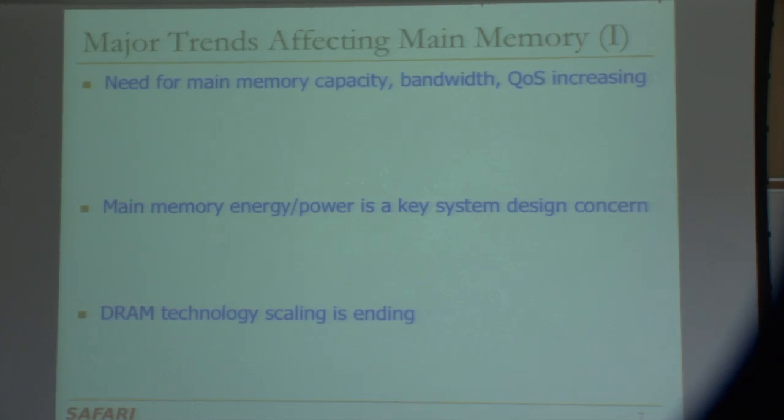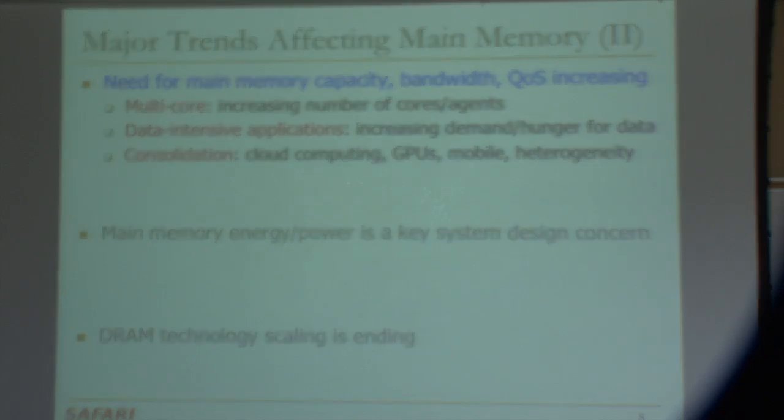Okay? So this is a summary of the major trends, as I see them, that are affecting main memory today, the big trends. The first is the need for main memory capacity, bandwidth, and quality of service is increasing. And this will not change. Main memory energy and power is a key system design concern. This will not change. And DRAM technology scaling is ending. Let's take a look at each of these.